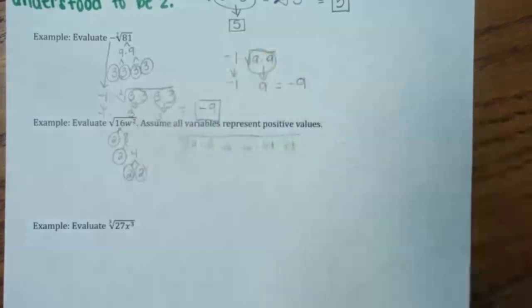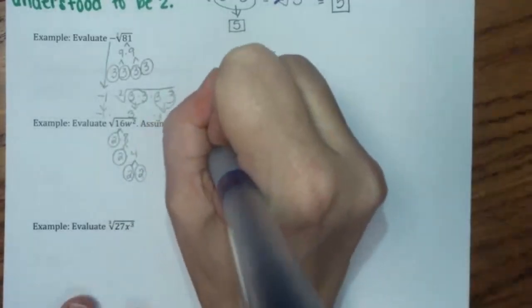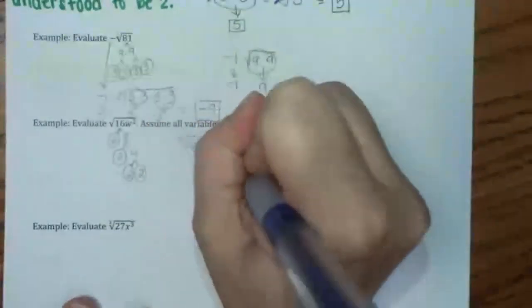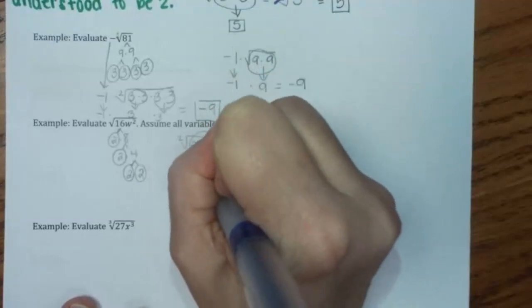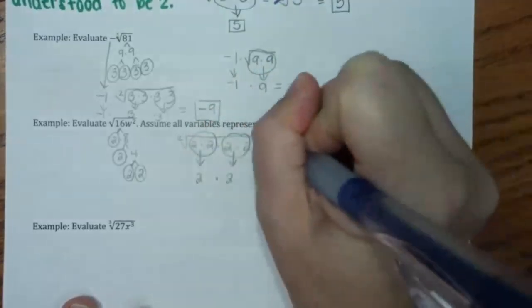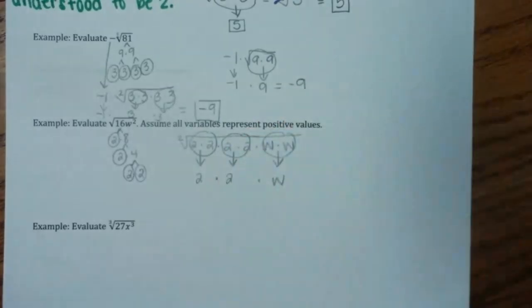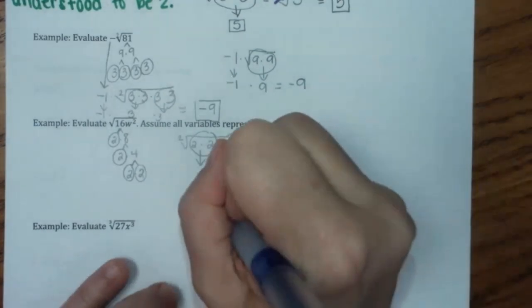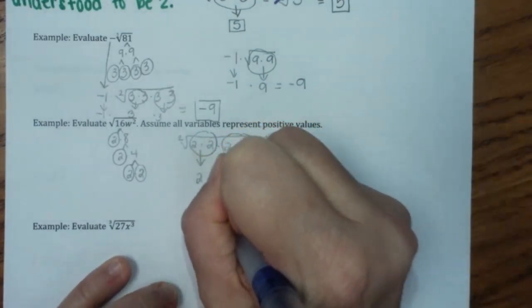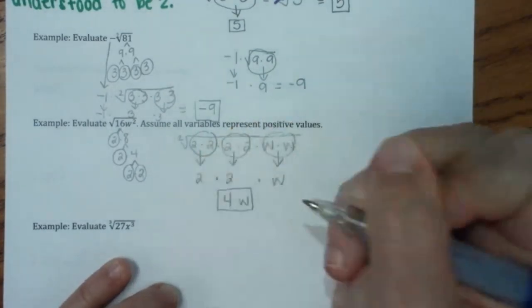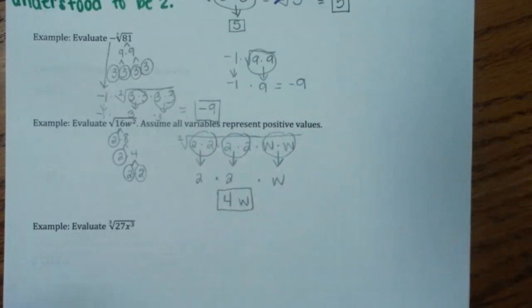It's the square root, so we're looking for 2 of a kind. These 2 2's are going to come outside the radical. These 2 2's are going to come outside the radical. These 2 w's are going to come outside the radical. Nothing's left underneath the radical, so the radical goes away. It's all being multiplied, so we have 2 times 2, which is 4w. So 4w is our final answer for that one.